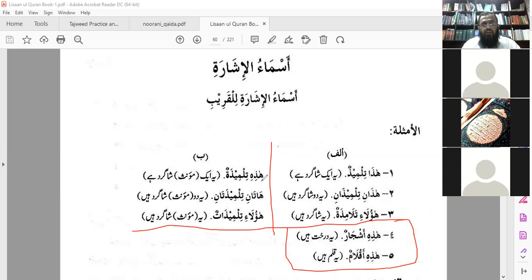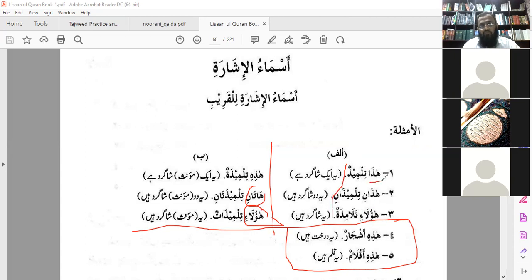But when it comes to Hadhi, Hadha, Hatani, Haulai: Haulai is common for both Mudhakkar and Mu'annas. But Hadhi is for Mu'annas. Hadhi Tilmidatun, she is a student, means she is a female student. Hatani Tilmidani, they are two female students. Haulai Tilmidatun, these are all female students. Okay. So three of them are used for Mudhakkar.